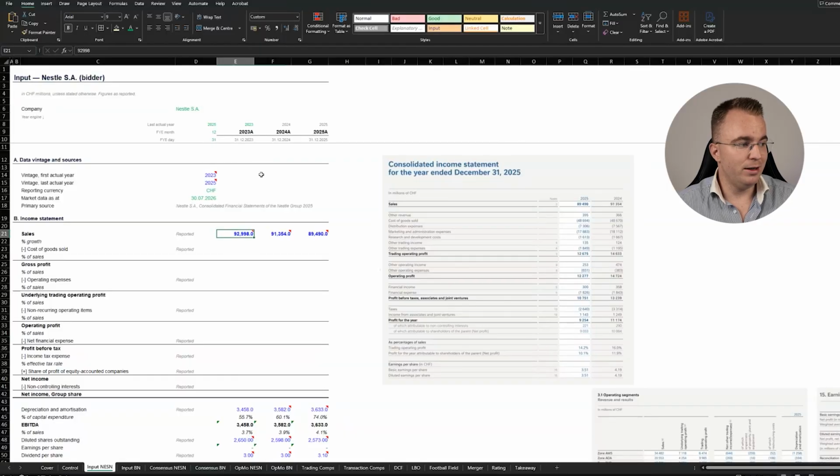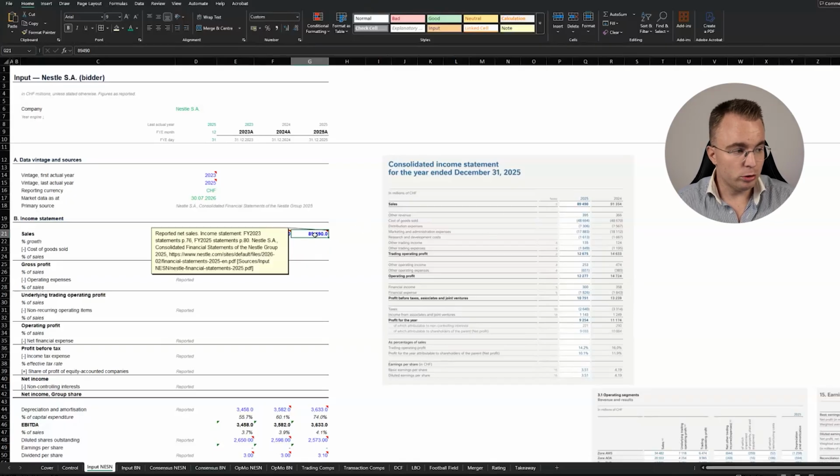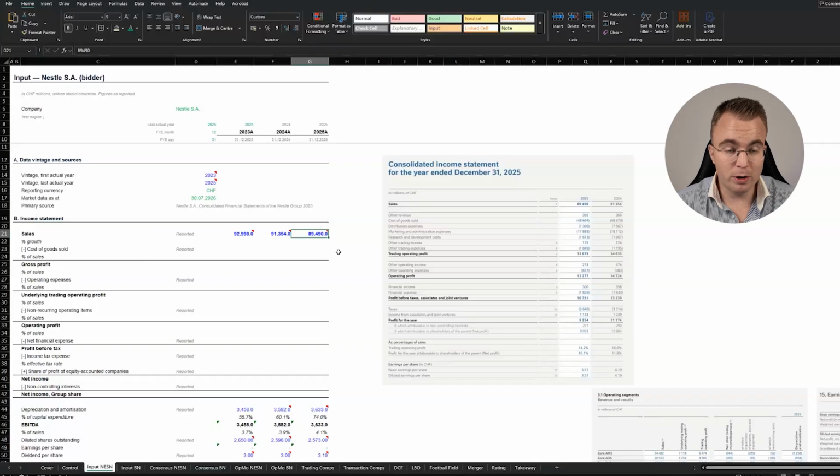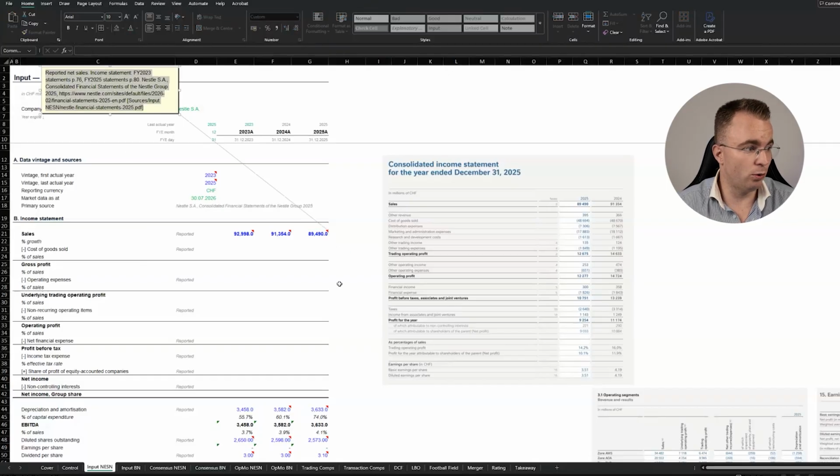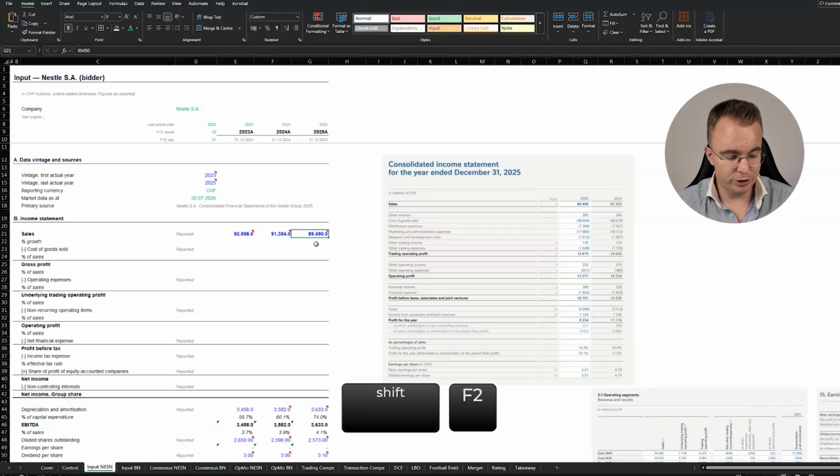So 23, let's assume we have that already for the sales, for the revenues. 24 you can find here, 91,354, and 25, 89,490. Important for all these hard-plugged blue numbers is that we have a clear source in the comments. You can press Shift F2 and then you get the comment and you put it in. This just makes auditing your model so much simpler for any senior above you.